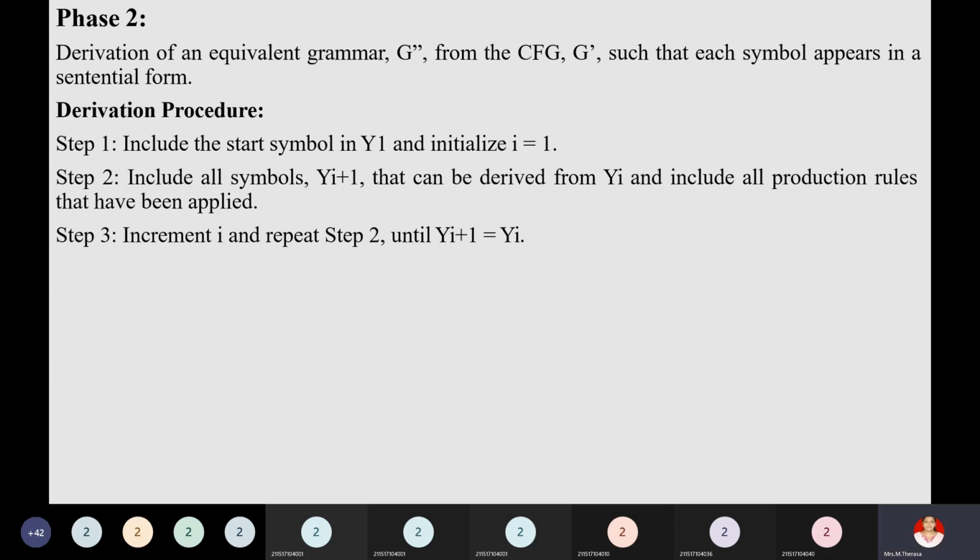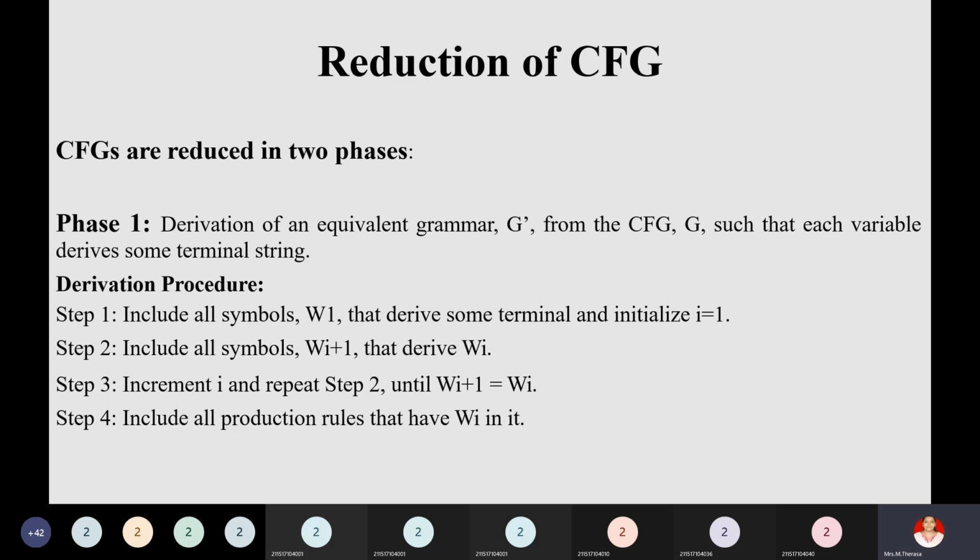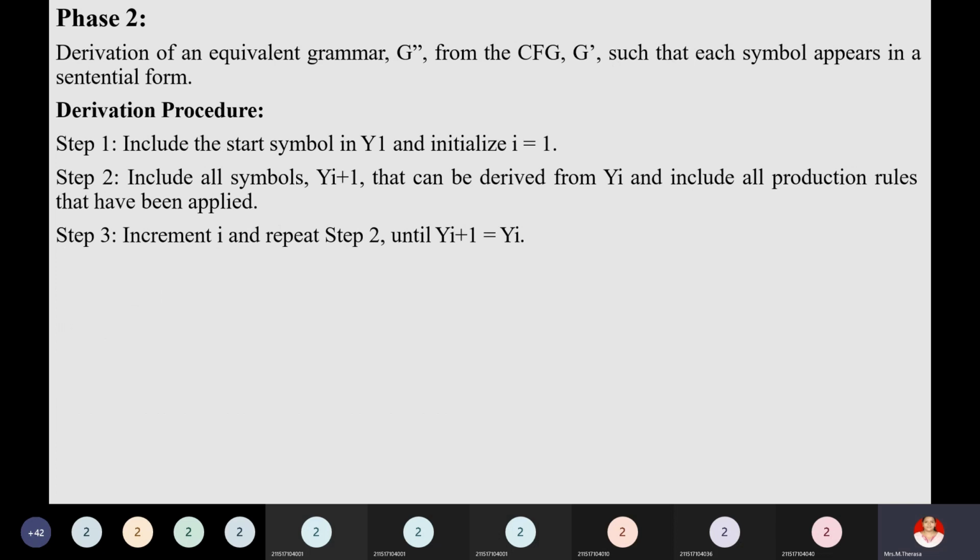See, in phase 1, what you are checking is whether all the non-terminals are capable of generating a terminal string. And in the second phase, what you are checking is whether all the symbols are reachable from the start state. If you confirm these two things, then you can generate a grammar or a CFG which is reduced. You can eliminate all other non-terminals.